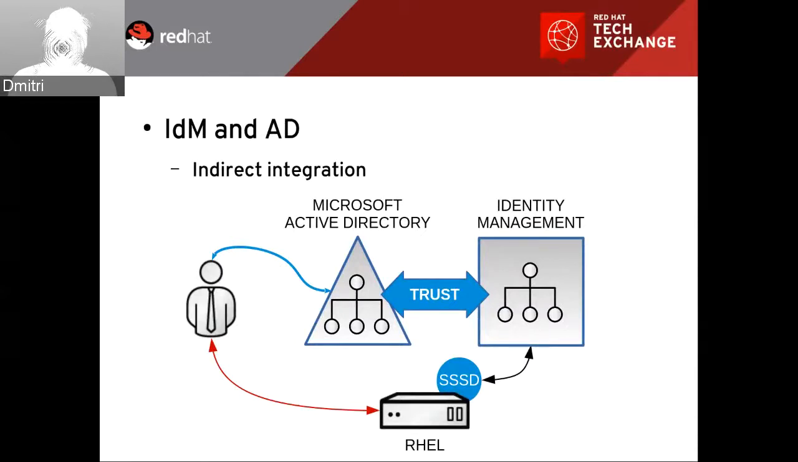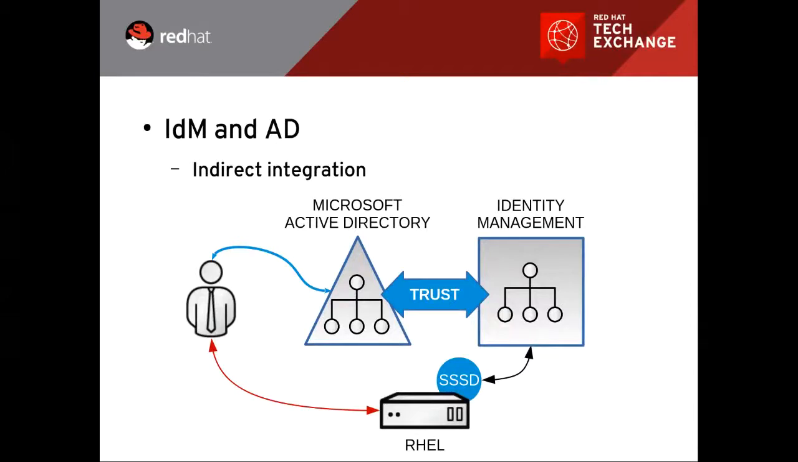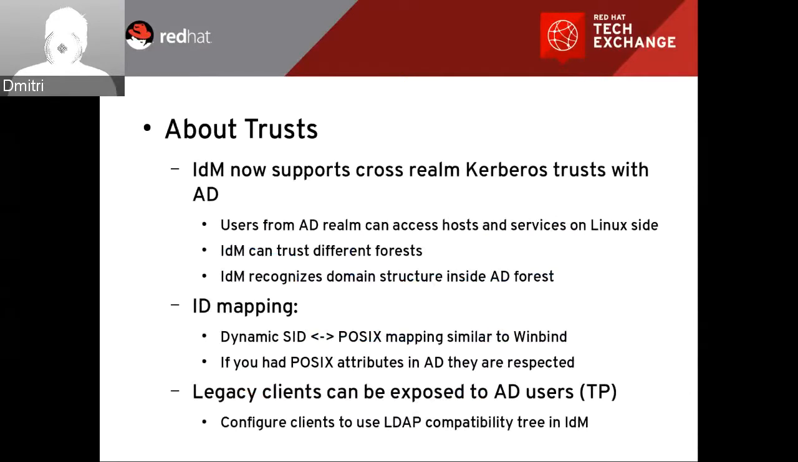Identity management, in this case, is viewed as a resource domain. It will manage systems, hosts, and services. It would allow you to define policies for external users coming into the Linux infrastructure, but the users and their groups will be in Active Directory, and the Active Directory part of your enterprise would still have control of users and groups. So what do trusts give you? Trusts give you a way of exposing Linux resources to Active Directory users. I mentioned it.